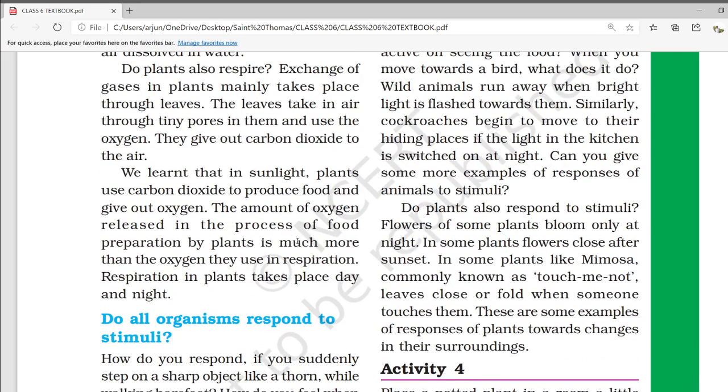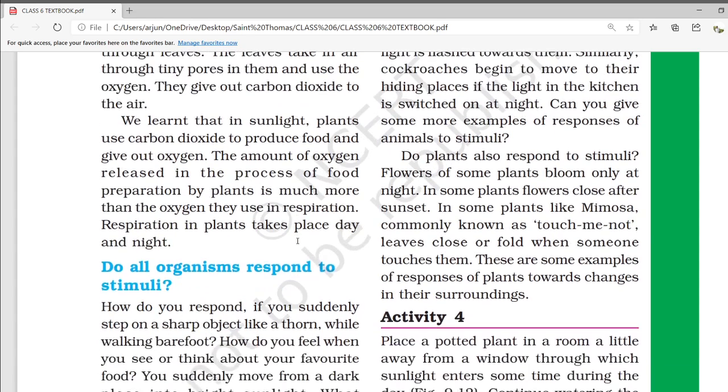We learn that in sunlight, plants use carbon dioxide to produce food and give out oxygen. The amount of oxygen released in the process of food preparation by plants is much more than the oxygen they use in respiration. Respiration in plants takes place day and night. Okay, it is a continuous process. It is like human beings only. It is a continuous process, 24 by 7.